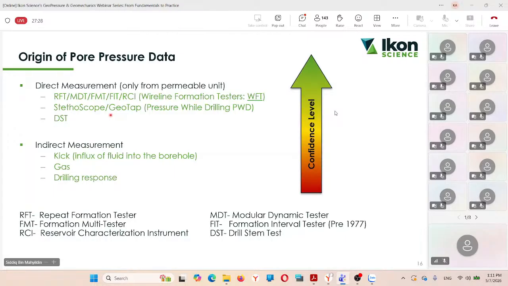But we also have indirect measurement. For example, a kick. If we see a kick during drilling, if we see gas or some other drilling response, such as mud pit gain, this is not a direct measurement, but it could give us some level of understanding of what could be the pore pressure.